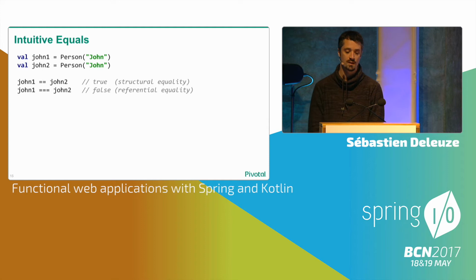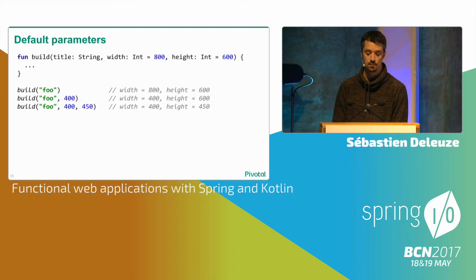You have intuitive equals. So the double equals means structural equality, and the triple equals means referential equality.